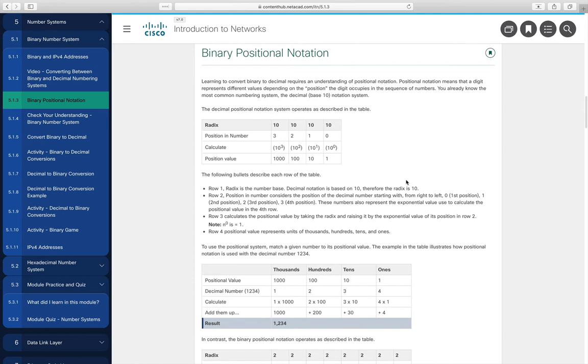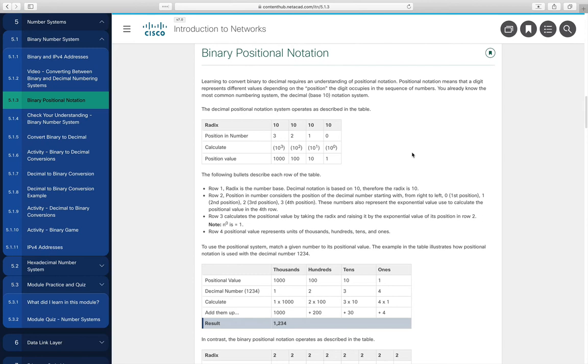513 is talking about positional notation. In my video I called it weights, but position value is accurate too. In base 10, we have 10 to the 0, which is 1. The next value is 10 to the 1, which is 10, 10 squared, which is 100, 10 cubed, which is 1,000. If we keep going, 10,000, 100,000s, etc.